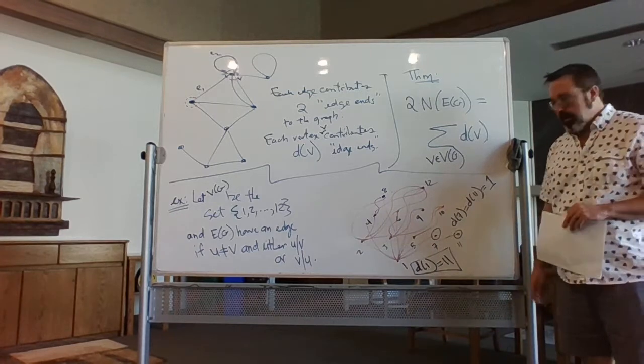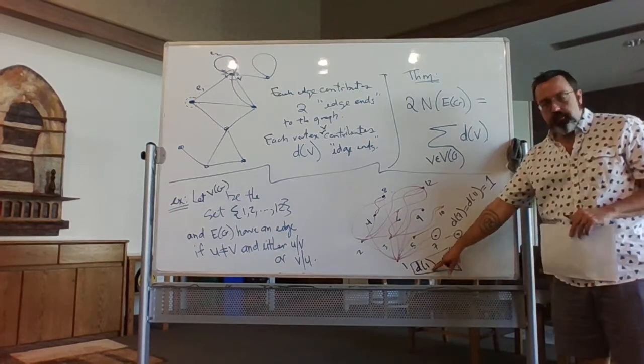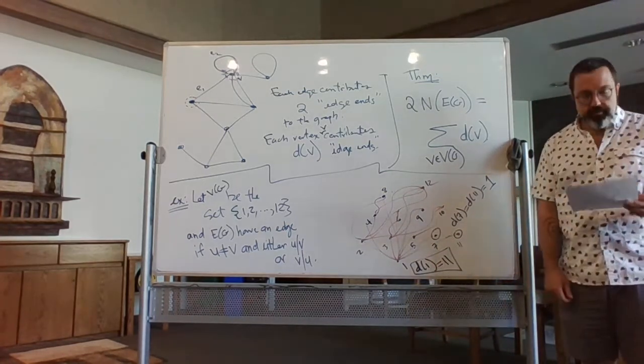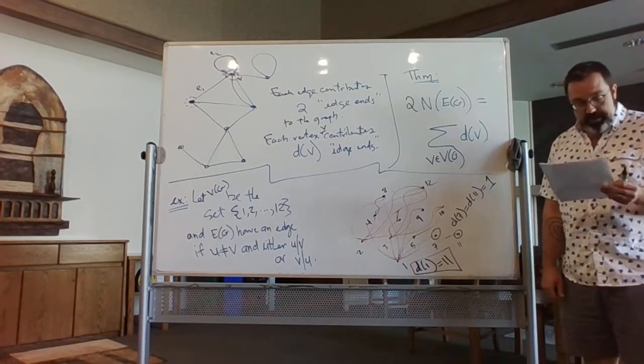Sorry, the notation is not perfect. This 1 refers to the vertex 1. This 1 refers to the number of elements connected to 7 and 11.